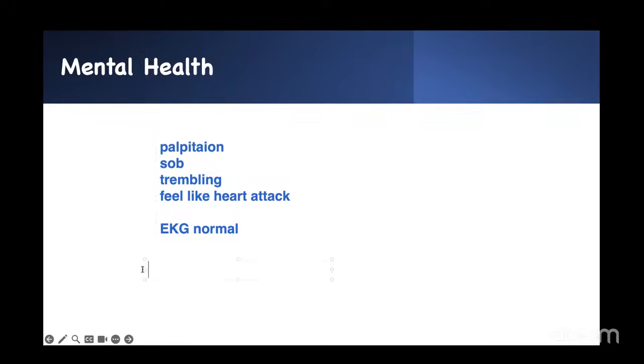This is a panic attack. This patient is showing signs and symptoms of panic attack. NCLEX loves this. Please write it down. This is an NCLEX favorite because it's common. It's very, very common. Nurse intervention.